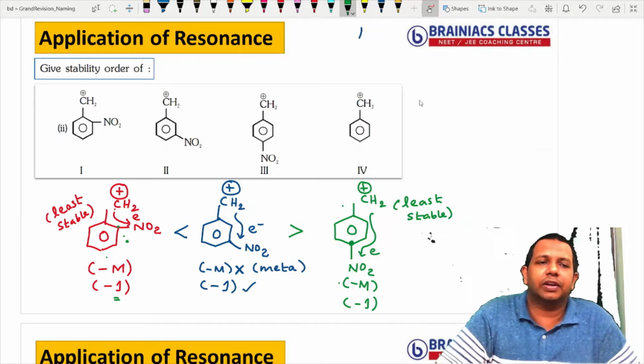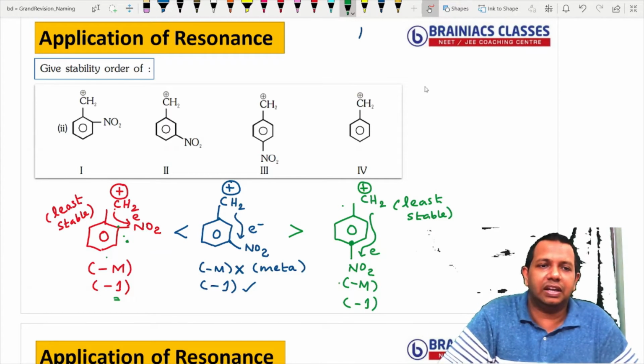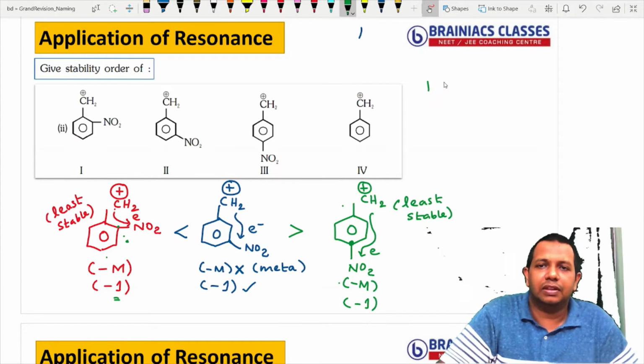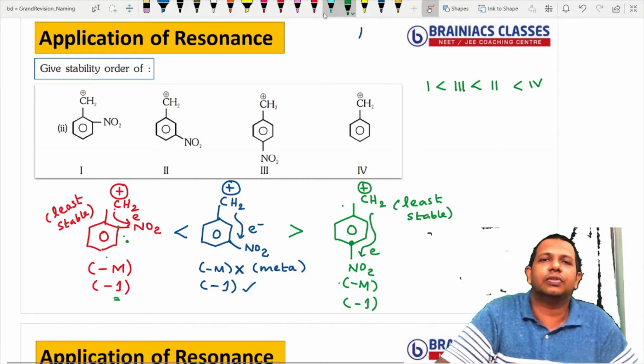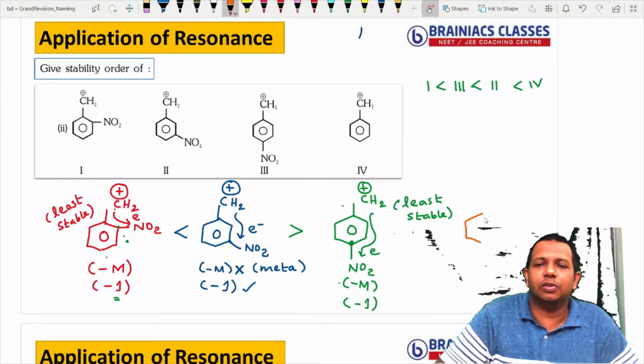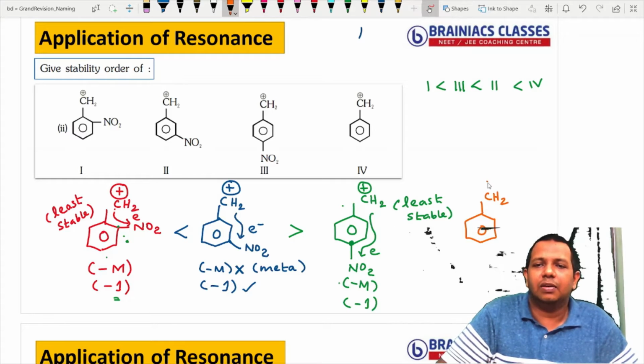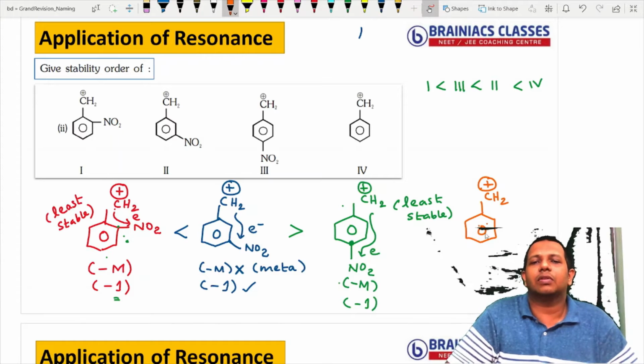So what can be the expected order? Last comes the first one, then comes which one? Third one. Then comes which one? The second one. The maximum stable should be the fourth one, because in the fourth one there are no groups connected here and the impact is very less. So only the plus charge is present here, and resonance is present between this and this, making this compound the most stable one.